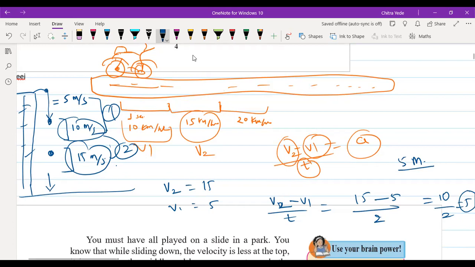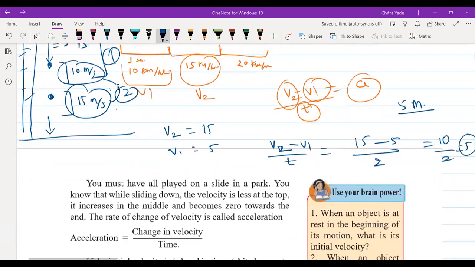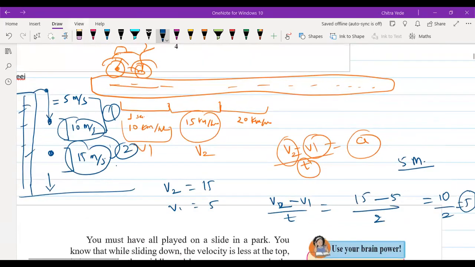Yes, sir. So can you tell the definition of acceleration again? Okay, so I'm just going to write the definition. Wait a second, I'm just going to slide the.